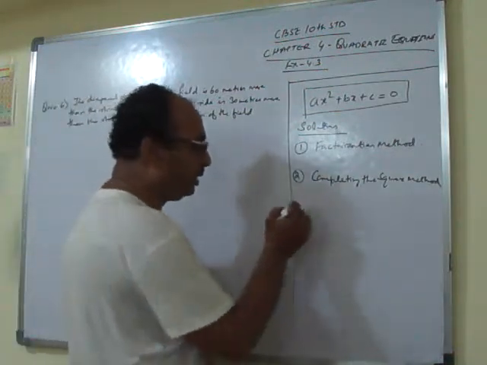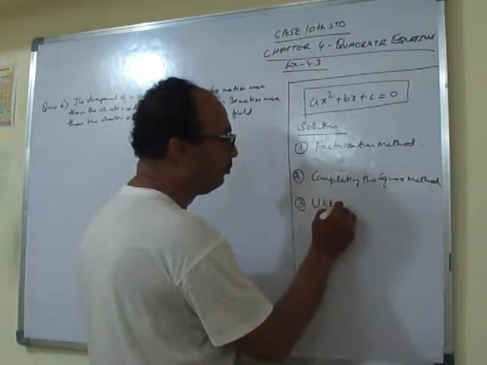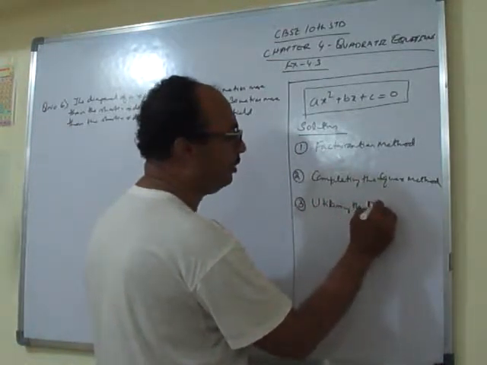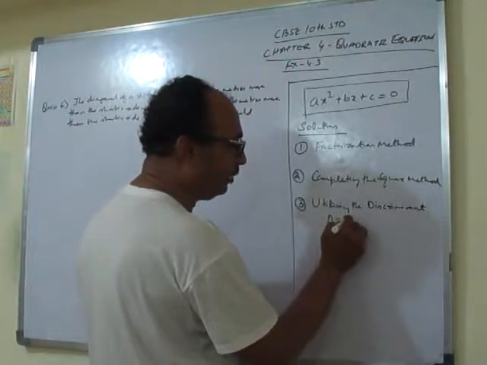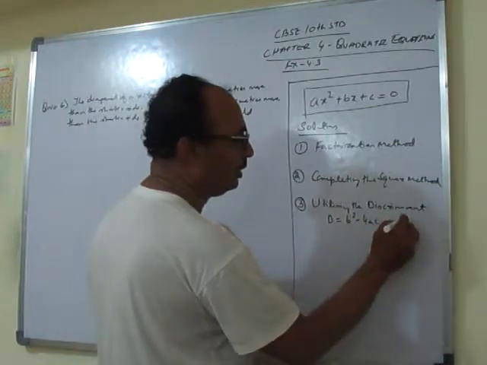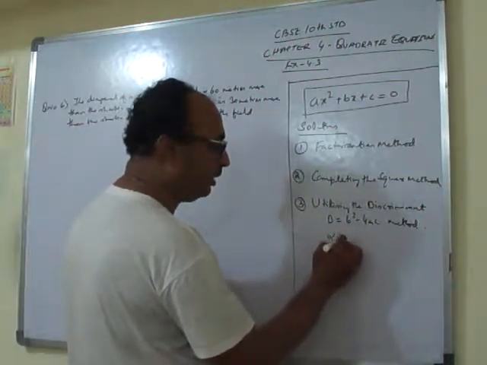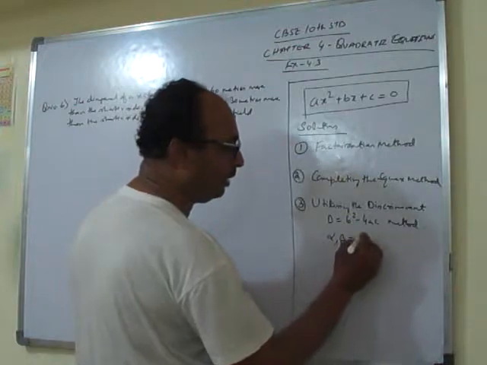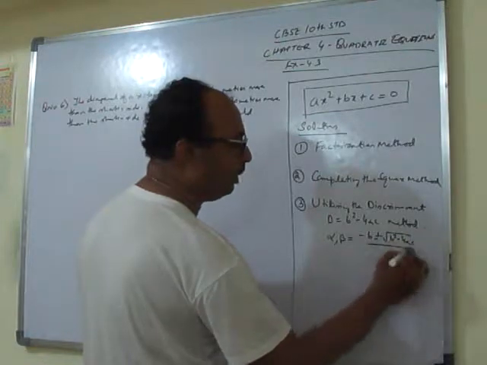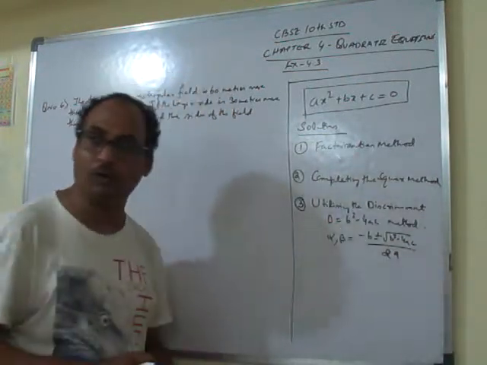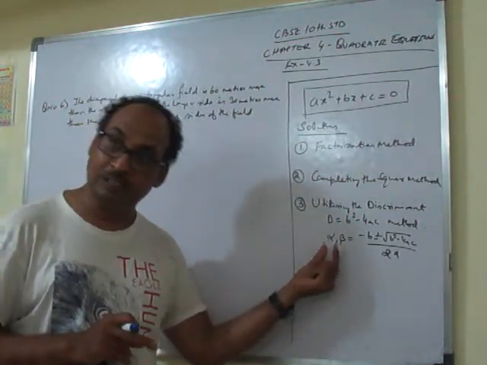Then the third one, we went for utilizing the discriminant, which is D is equal to b square minus 4ac method. By utilizing the direct formula method, we can find the roots of the quadratic equation, alpha and beta, as minus b plus minus whole root of b square minus 4ac, by 2a. By utilizing this particular formula, we can find out the nature of the roots.